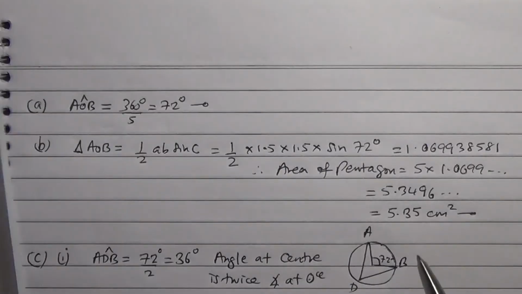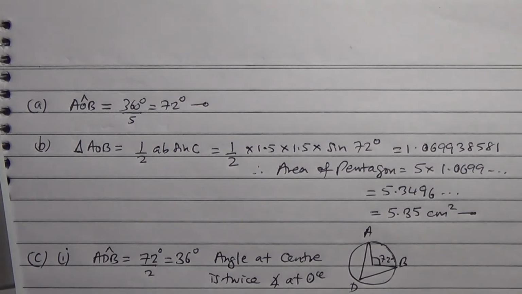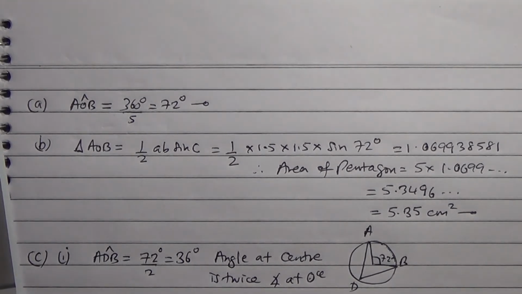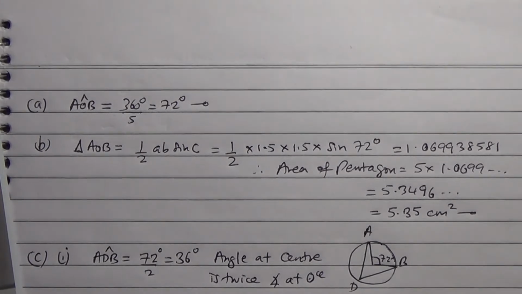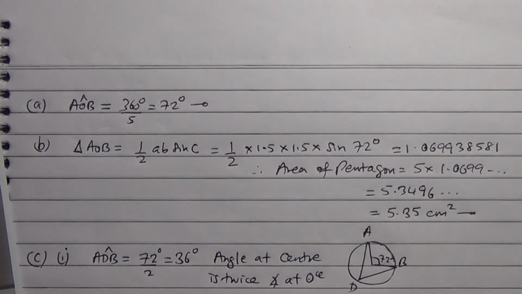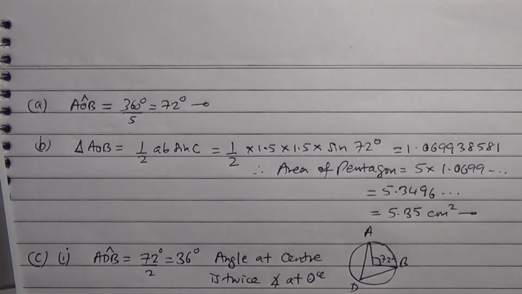So we have a triangle like this, and this is 144 degrees. This is basically 1.5, 1.5, and this is DA. We need to show that DA is approximately 2.85.